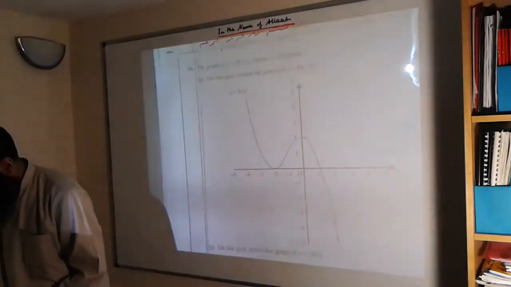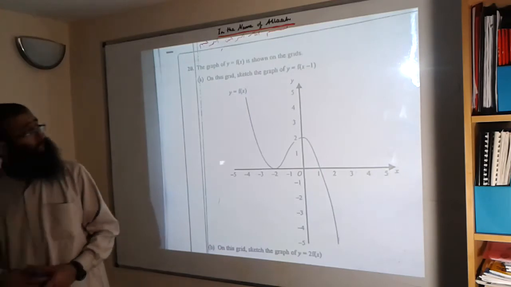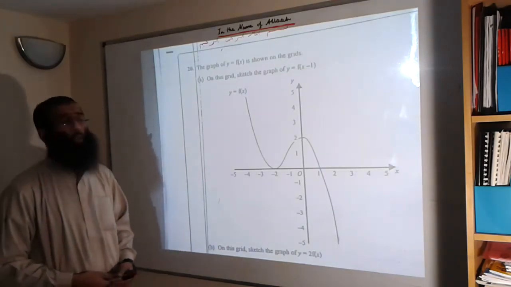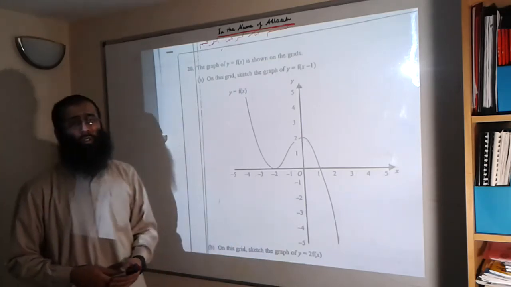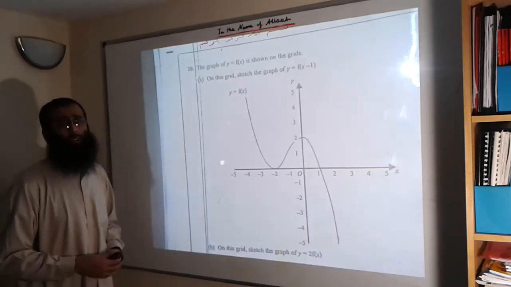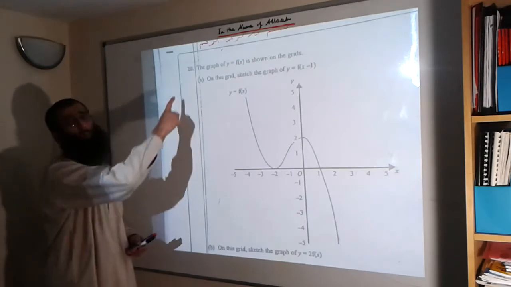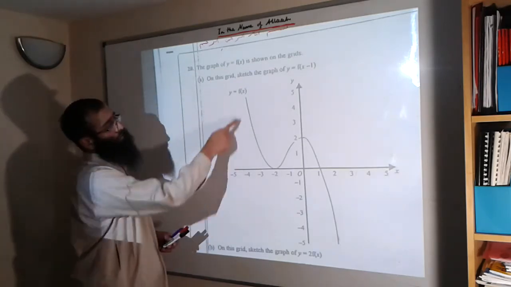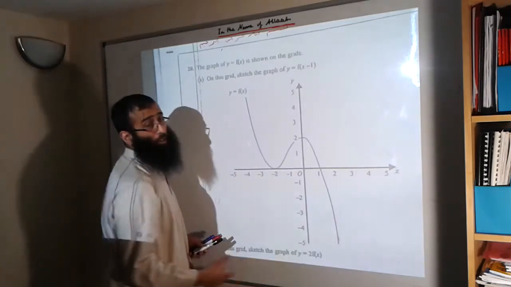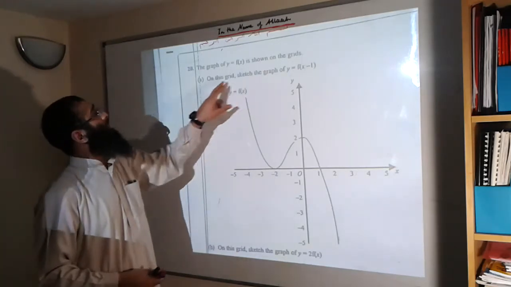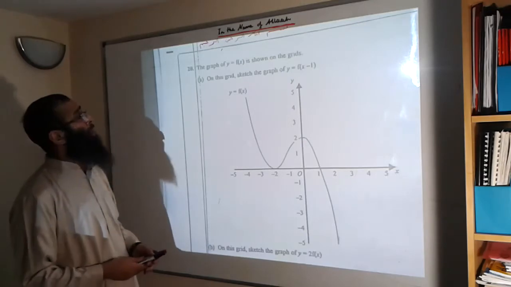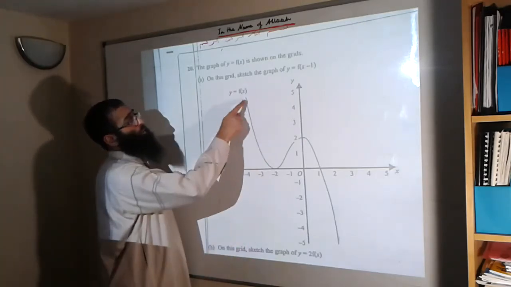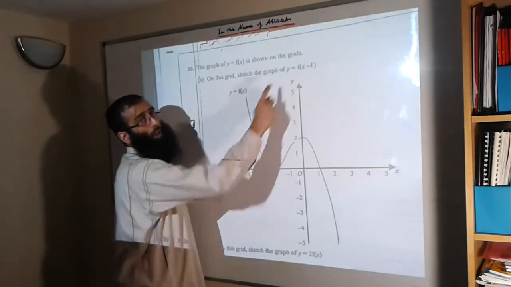This next session is a bonus session. We're going to be looking at some examination questions, looking at the transformation of functions. Grade A star topic. So question number 20, this is an examination question. The graph of y equals f of x, which is the cubic function, is shown on the grids. On this grid, stretch the graph of y equals f of x minus 1. So now they want to go from this curve to f of x minus 1.